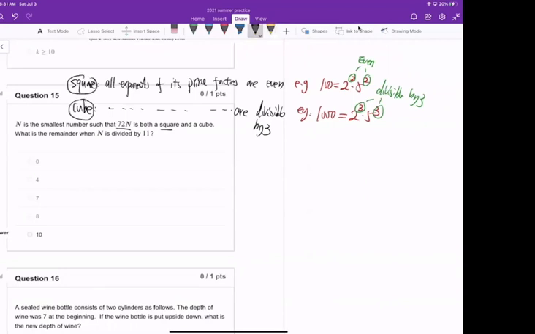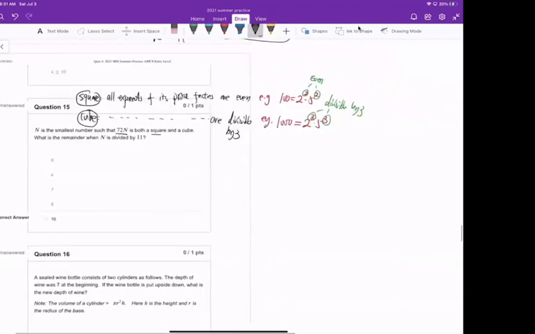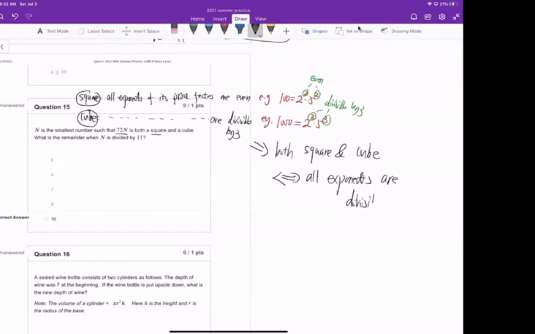and cube? Well, if I combine both square and the cube, this is equivalent to saying that all exponents of its prime factors are divisible by both 2 and 3, which means they are divisible by 6. So if that's the case, then it's both the square and the cube.